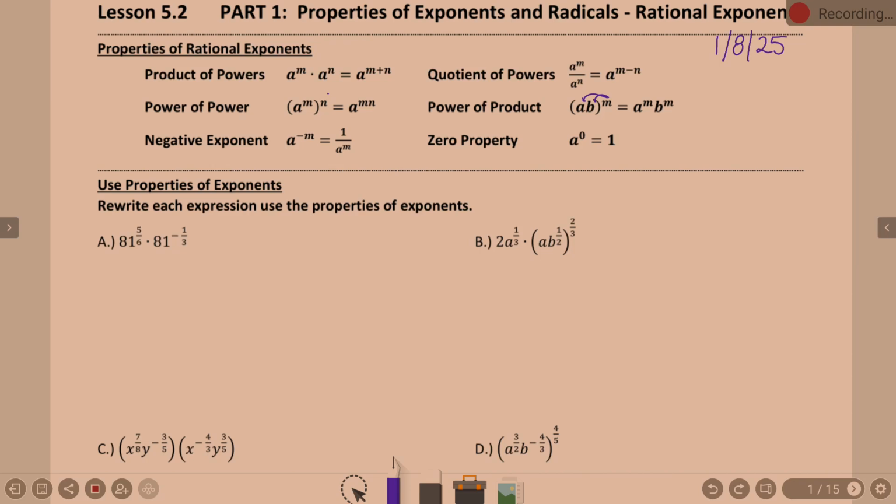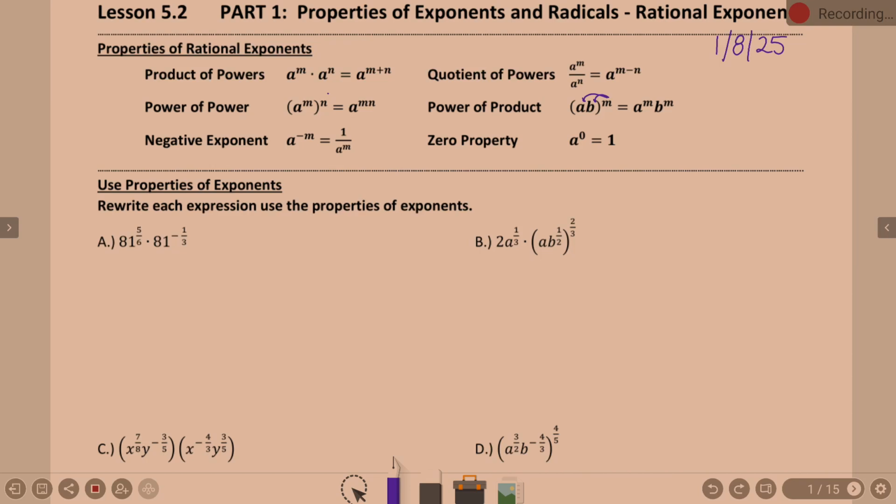Negative exponent. We talked about this one yesterday, so this is more review. How do you get rid of a negative exponent? You take it across the fraction bar. And anything raised to 0 is always 1. And if you have a calculator by your side and you don't remember, the way to check yourself is put something in the calculator, raise it to 0, and you're going to get 1.